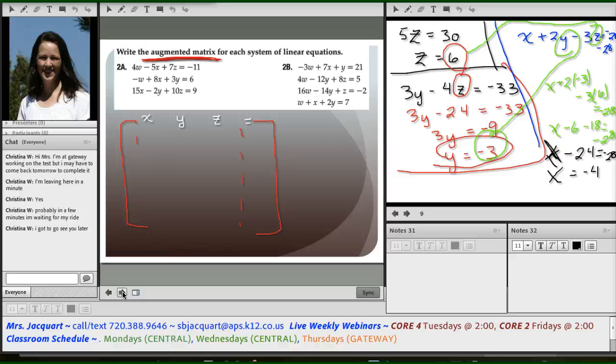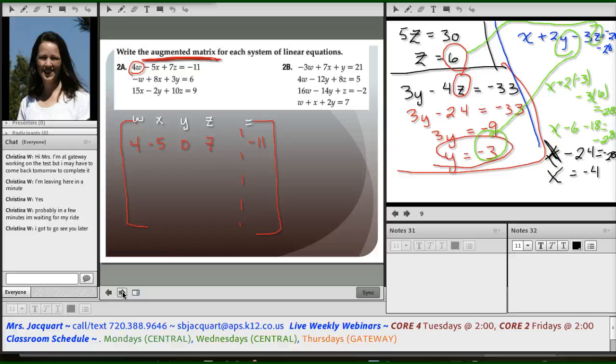Coefficients. Oh, w, x, y, z. Oh, shoot. I don't have enough letters up there, because it started with a W. It tricked me. All you're going to do is pull off the coefficients. So 4w, what's its coefficient? 4. There's an x term, negative 5. There is no y term, so it's 0. And there's a 7 for the z. And then we're going to put negative 11 on the equals side.